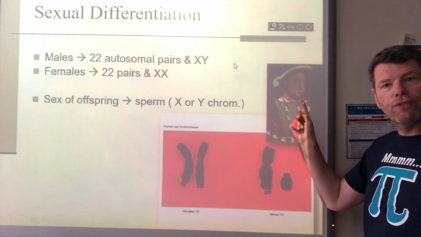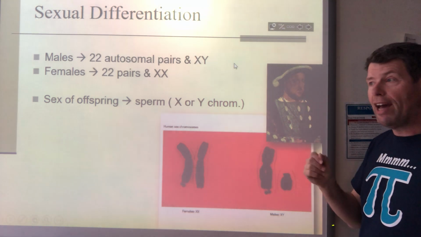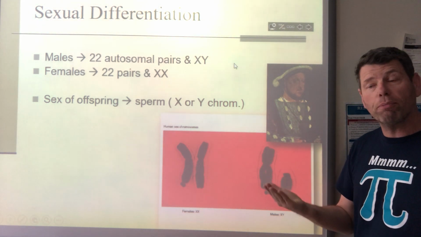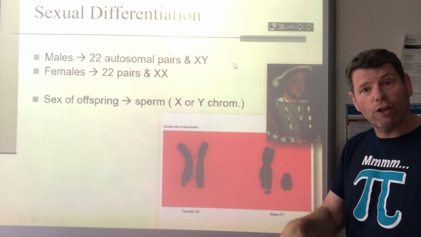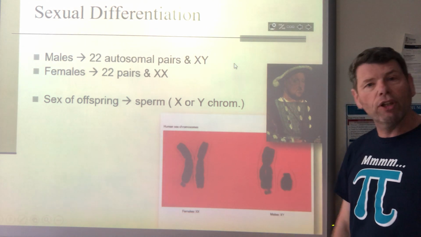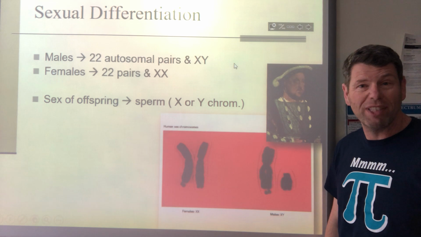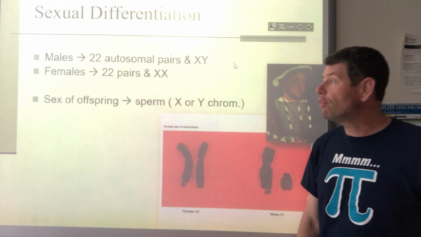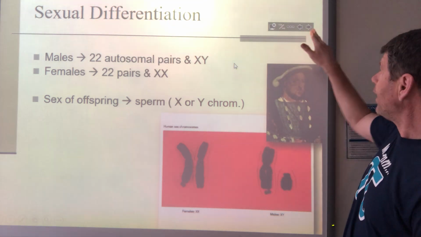So in the case of Henry VIII here, who had wives simply beheaded or killed because perhaps they couldn't provide an heir, a male heir to the throne, he really should have been looking in the mirror, because it essentially was his problem, because his Y sperm didn't seem to be able to find the egg.